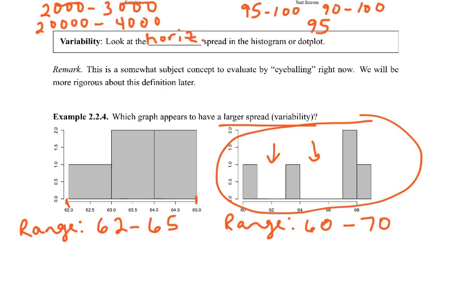So to summarize, when we're talking about a numerical distribution, I want you to remember there are three things we're generally going to describe them or compare graphs in terms of: the shape, the center, and the variability or the spread.